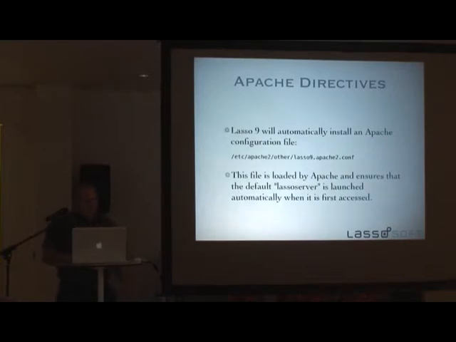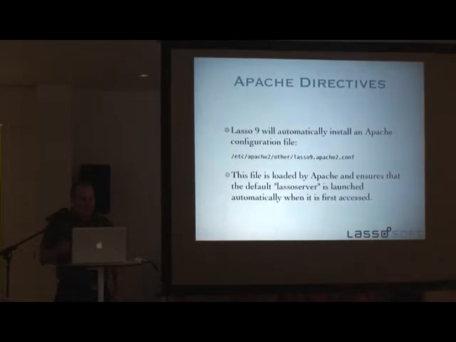So yeah, the Lasso 9 Apache 2 configuration file contains a set of directives that launch one instance of Lasso server on demand. I'll show the different directives. The way Lasso server loads with this configuration file, if you stop Apache, Lasso server is shut down by Apache. So it's basically for the duration of the web server running.